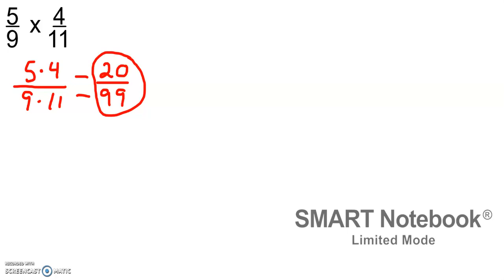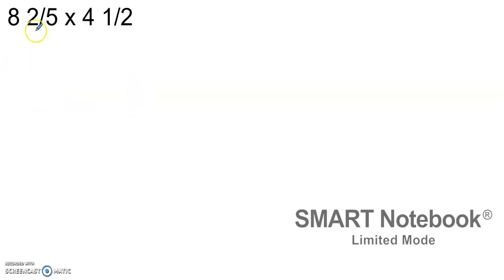Now that we have that down, let's look at a harder question. So here we have 8 2/5 times 4 1/2. And remember, we type it this way because most computers, unless you have a mathematics app on it, can't really write fractions. So let's rewrite the question the way that we're comfortable seeing it. And that's 8 2/5 times 4 1/2. Now that we have that listed out, we can do our first rule, make them improper fractions.